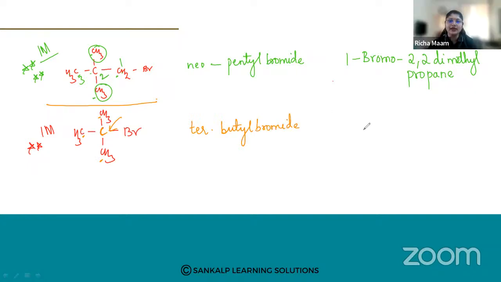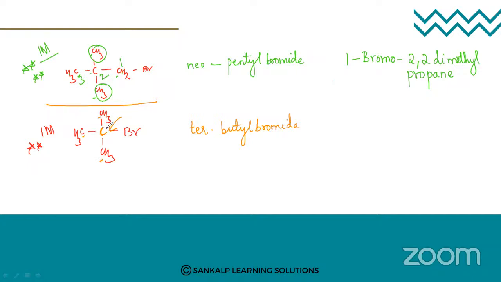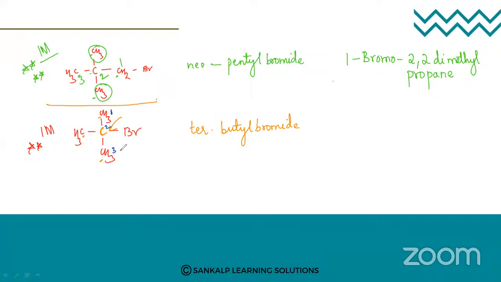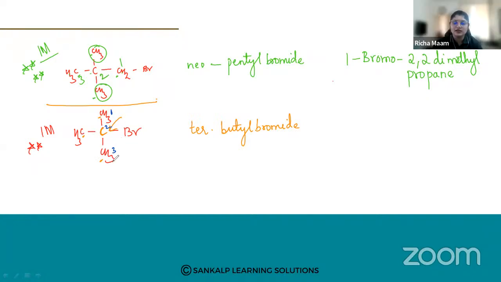Okay, then the IUPAC name. What is the IUPAC name? 1 bromo. Okay, if I give the name, let me see. Whenever you are considering the IUPAC name, you have to take the highest number of carbon atoms in the parent chain. You can see in the parent chain, the maximum number of carbon atoms will be 3. So now you can name.